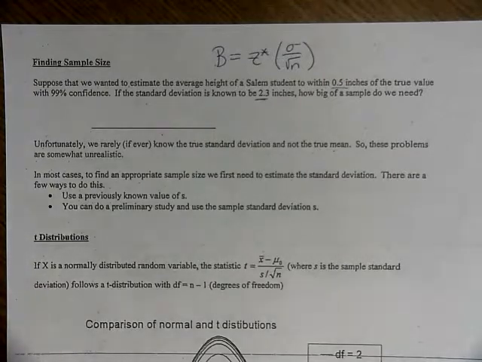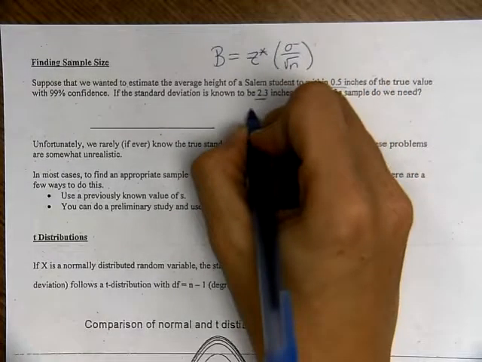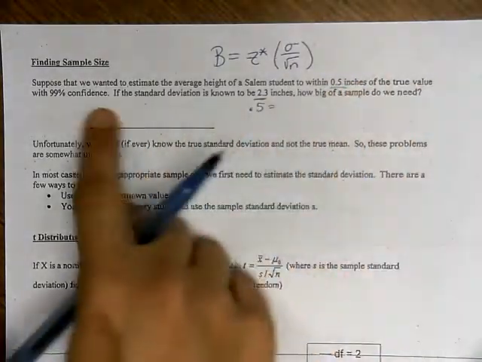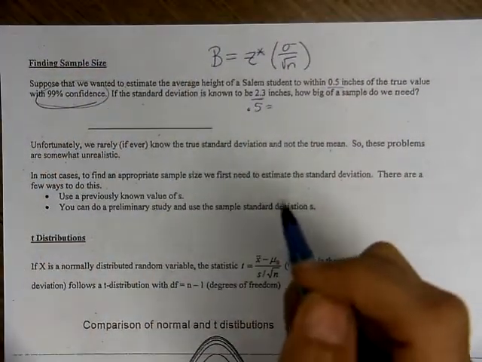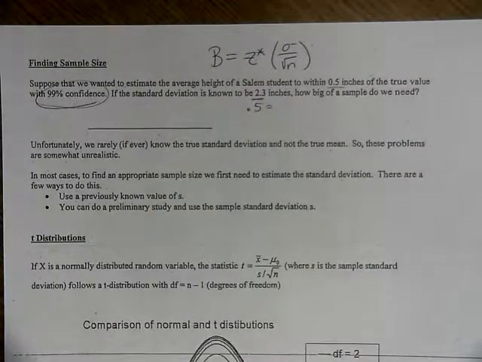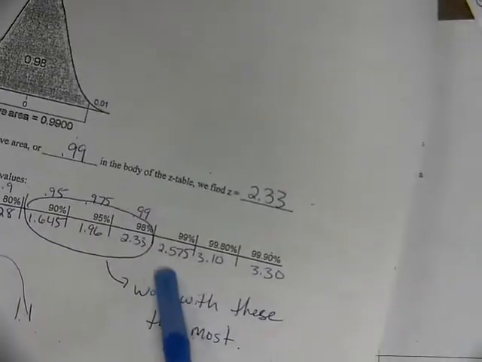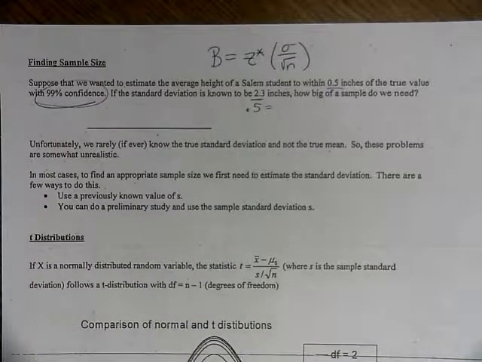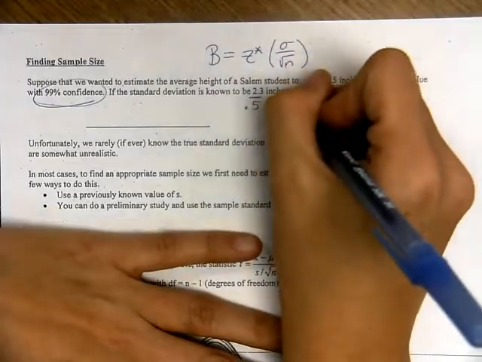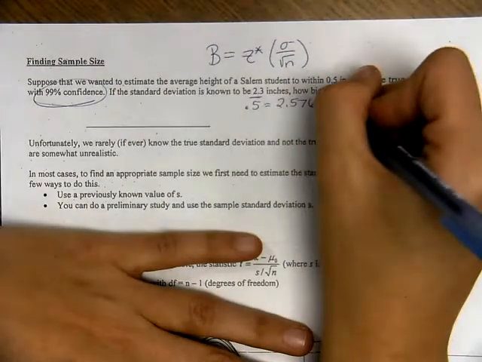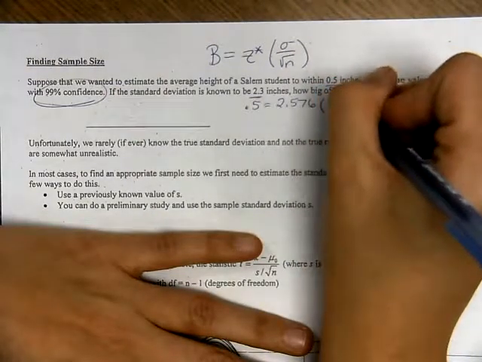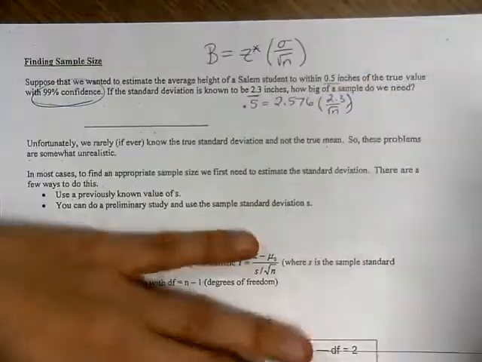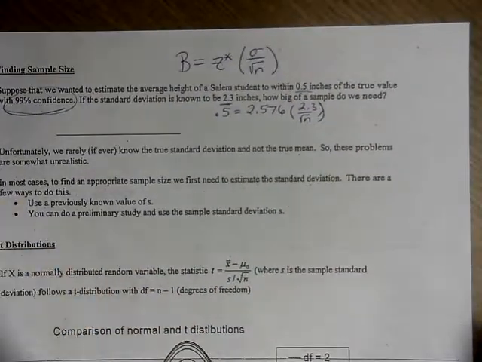So go backwards. There's not a lot of room to write it, but 0.5 equals, now we're 99% confident we need a Z critical value, which from the other day, 9.2 day 1, is 2.575. Again, if you look up 0.995, you'll get it. So 2.576 times 2.3 divided by the square root of n. Okay, so you gotta write kind of small.